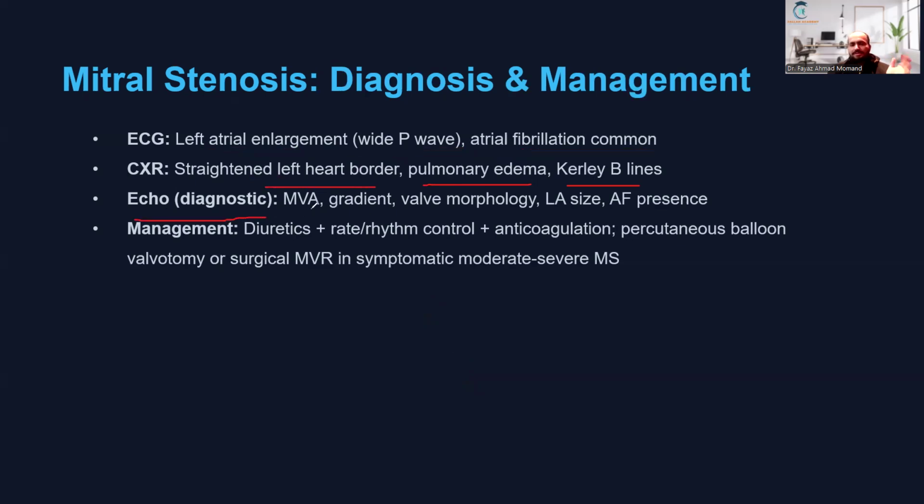Echo is diagnostic. We use echo to diagnose mitral valve pathologies. We look at valve area, pressure gradient, morphology of the valve or how it looks, the left atrial size, and presence of AFib, which we can also see on ECG. Now, management of mitral stenosis: we give diuretics plus rate control or rhythm control, and anticoagulation if AFib is present. Treatment is percutaneous balloon valvotomy or surgical valve replacement in symptomatic patients. If they are symptomatic with moderate to severe mitral stenosis, you do surgery or balloon valvotomy.